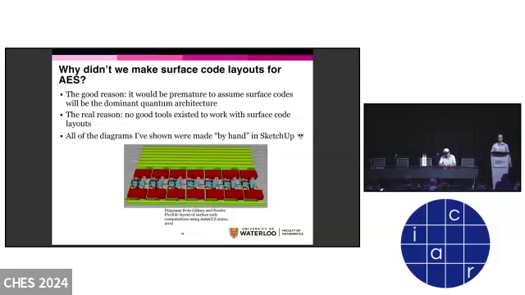So I've shown you all these diagrams from other papers. These were all made sort of by hand in SketchUp. So I can't confirm this, but I'm pretty sure it's just Craig Gidney from Google who has drawn basically all of these. I've tried to do this, and it's a real pain. So it just makes the whole field sort of hard to do.